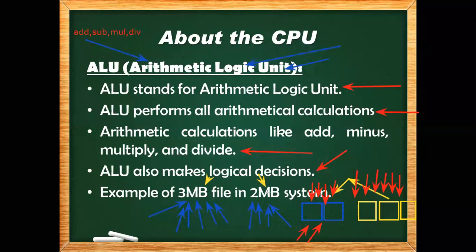So it is not possible for the computer to download a 3 MB file in a 2 MB space. So who is giving that plus minus? Done by ALU. So does everybody understand this thing? Yes, sir. Okay, that's good.